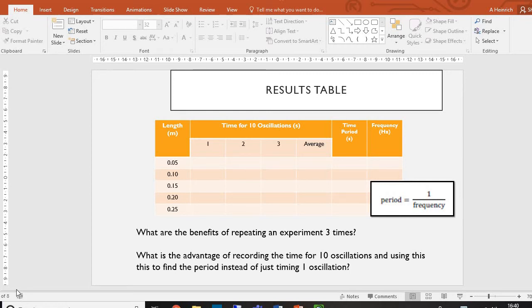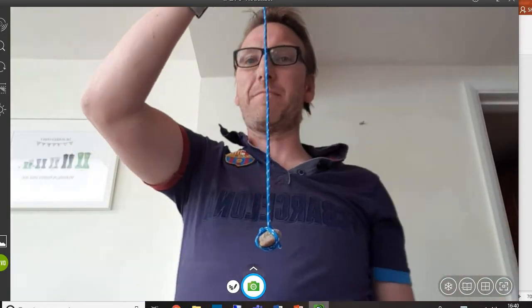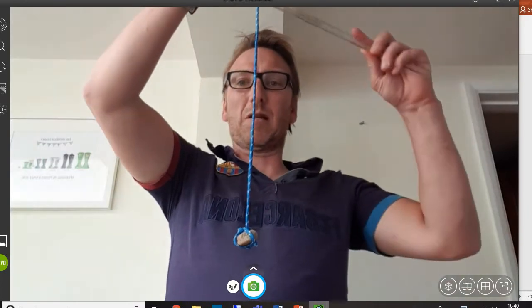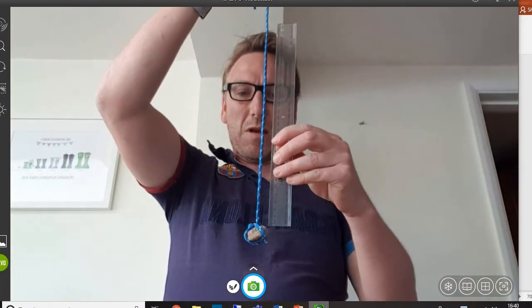Okay, apologies that this slipped into a second video, some technical problems, but I'm going to demonstrate now the practical task that you need to do. So, here's my pendulum. I've just created it with a stone and a piece of string, as you can see. I need to measure the length of it.